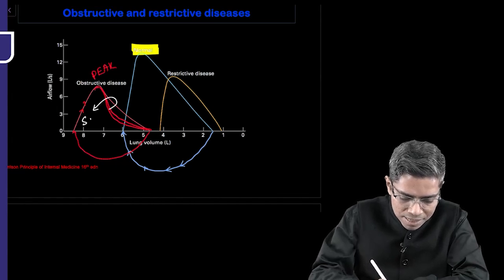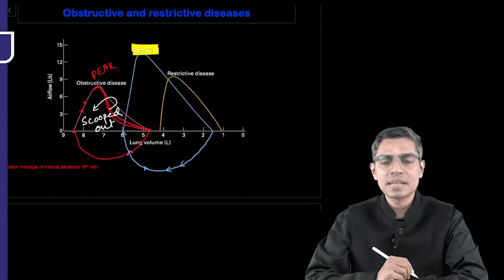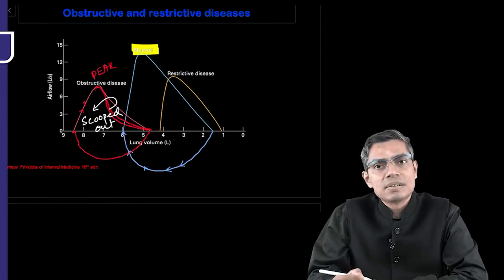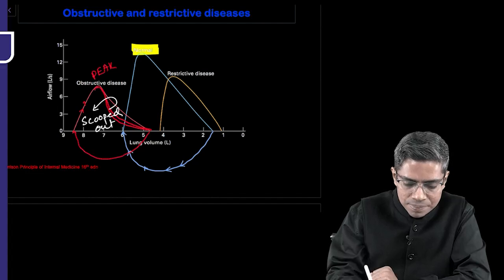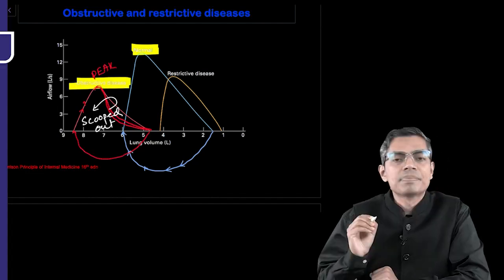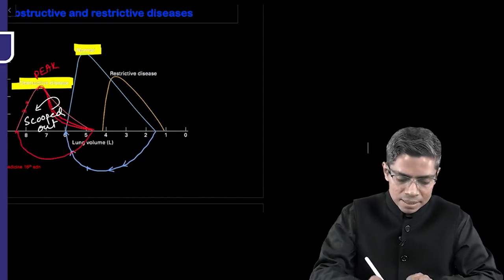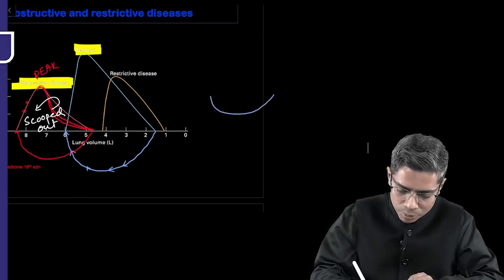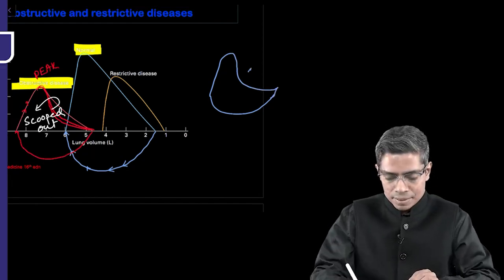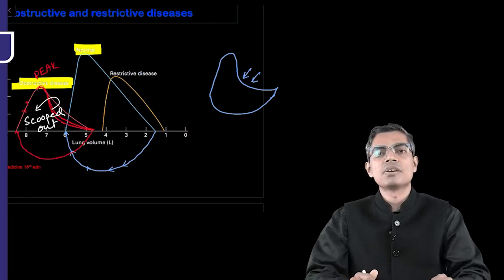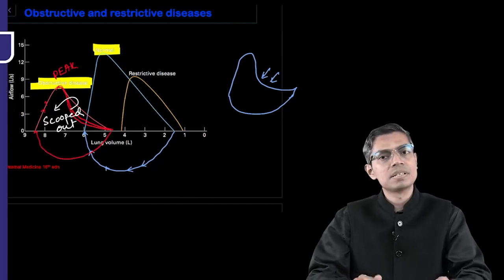This is known as scooped out appearance of the expiratory curve. This is typical of obstructive disease of the airway. Getting my point? So if you are getting a curve like this, inspiration is smooth, then during expiration you are getting a scooped out appearance, okay. This scooped out appearance is the diagnostic of obstructive airway disease.